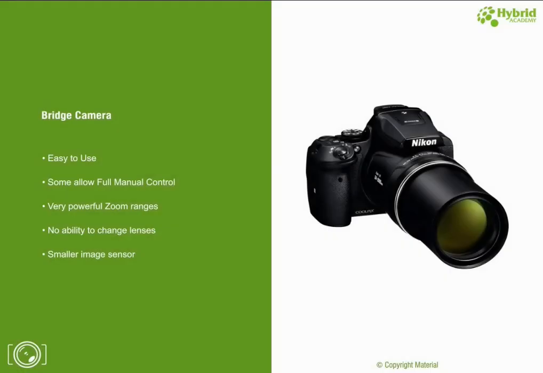The next is the bridge cameras. These are somehow similar in looks to the DSLR but function like point and shoot cameras. Some of these allow full manual control, but the good point of these cameras is that they provide very powerful zoom. However, the lenses for these cameras cannot be changed like DSLR.